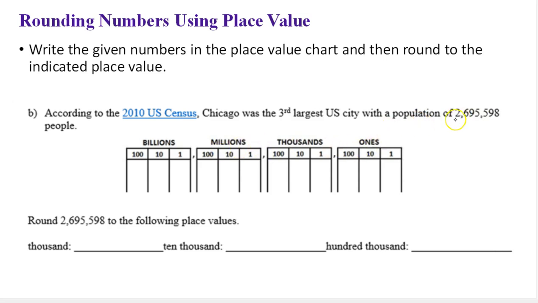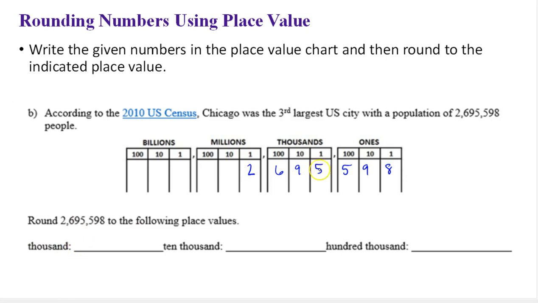This first grouping just has a single digit. This 2 is in the millions place. If it was supposed to be here, this would be a 20, not a 2. And then we'll fill the rest in from left to right. 695,598. So now let's round this to the nearest thousand.